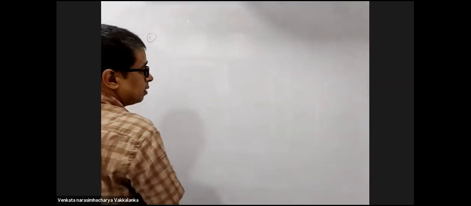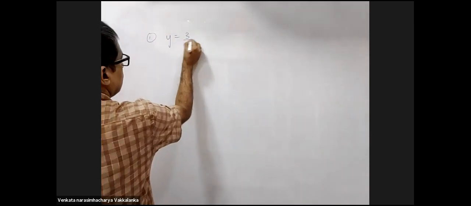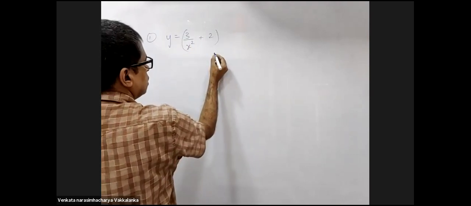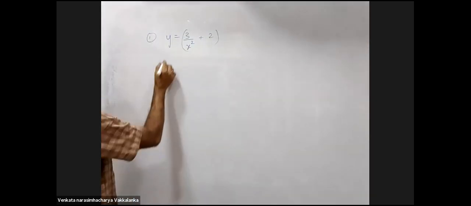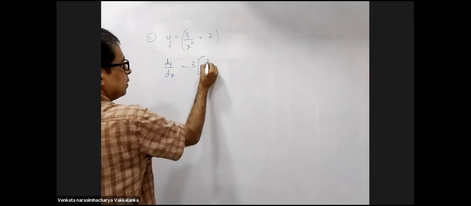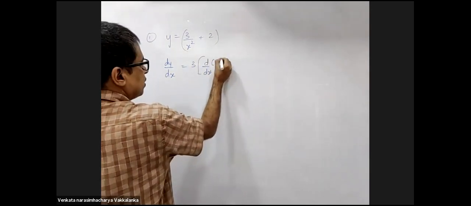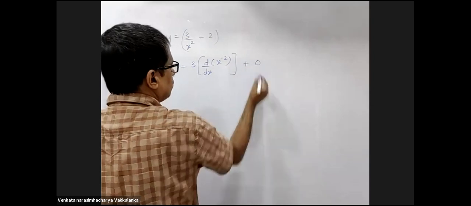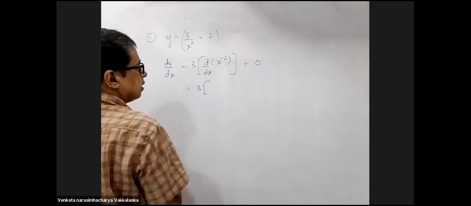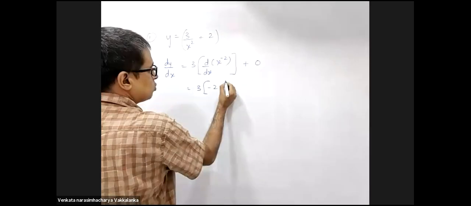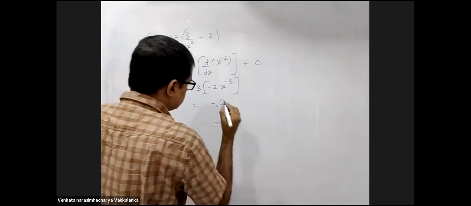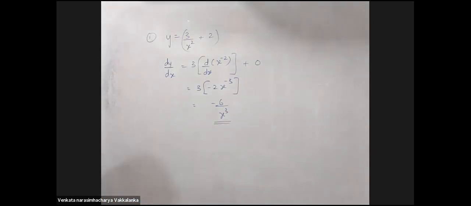First question. y is equal to 3 by x square plus 2. Now dy by dx will be 3 times d by dx of x to the power minus 2, plus the differentiation of a constant, which is 0. So 3 into minus 2x to the power minus 3, which is minus 6 by x cube. That is the differentiation of the first problem.